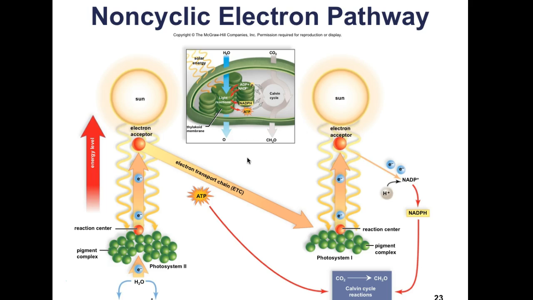But instead of falling back down to its ground state, what we'll do is release that electron into NADP+, where it's going to pick up the electrons and the hydrogen ion to form NADPH. And the ATP and the NADPH are now going to be used to drive the Calvin cycle, or what we'd say is the light independent reaction of photosynthesis.